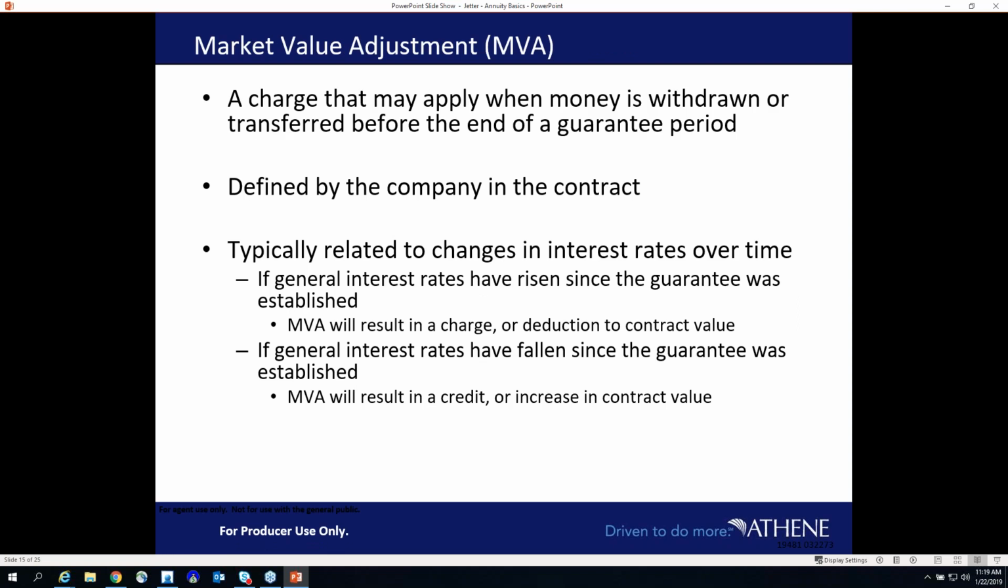Also, on some annuities, there is going to be something called an MVA, a market value adjustment. That is a charge that may apply when the money is withdrawn or transferred before the end of the guarantee period. Again, that's defined by the company in the contract and typically related to changes in the interest rates over time. So generally speaking, if the general interest rates have risen since the guarantee was established, the MVA will result in a charge or deduction to the contract value. If the general interest rates have fallen since the guarantee was established, the MVA will create a credit or increase the contract value. Again, you're only going to see this if someone surrenders the contract early or is taking a larger surrender.